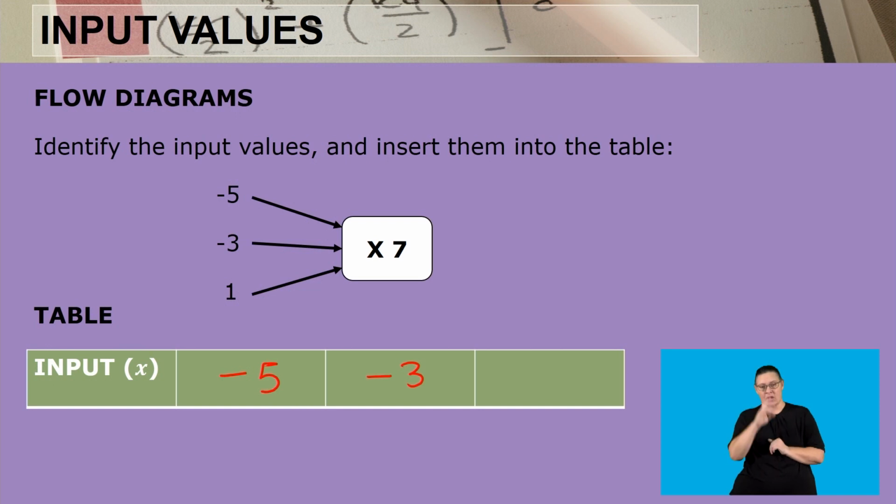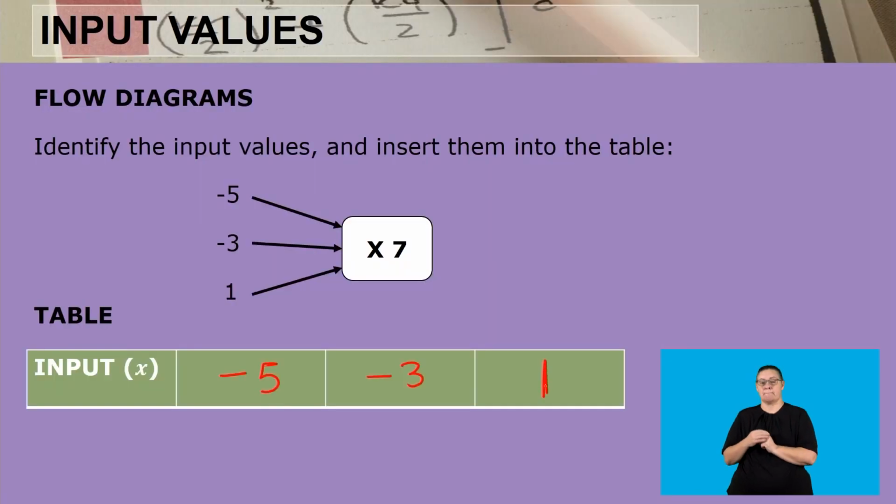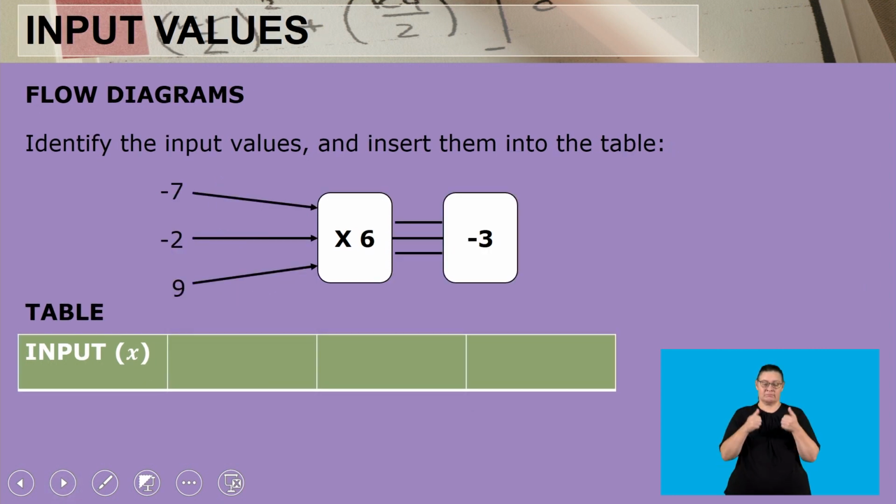Remember, just as our rule is to multiply by 7, there is a specific value that needs to be multiplied by 7, and that value is the input value. So our second input value there is the -3. And then which one would be our last input value? That is going to be the 1. Again, the 1 is the number that is going to go into the rule, and then we are going to find a result. Let's move over to the next flow diagram.